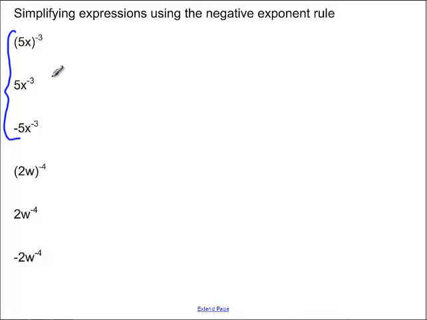I'll do the first one. You can pause at any time, do your own work, and then see what kind of answers I get as well. Let's take a look at 5x, in parentheses, to the negative third power. That means we've got negative third acting on our base. Our exponent is negative 3, and the base is 5x.